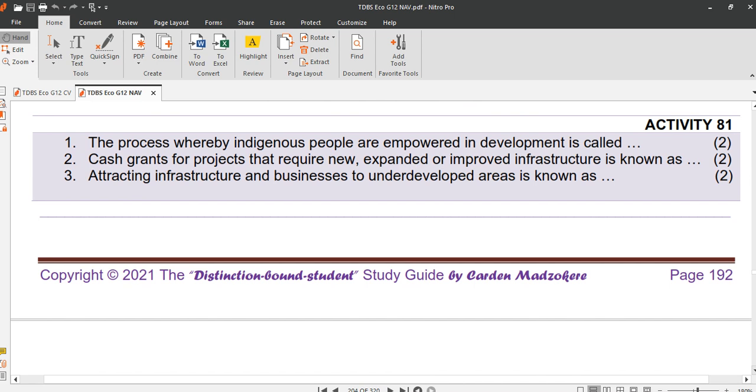As usual, we conclude with homework activity 81 on page 192. Question 1. What do we call the process whereby indigenous people are empowered in development? 2 marks. Question 2. What do we call cash grants for projects that require new, expanded, or improved infrastructure? 2 marks. Question 3. Attracting infrastructure and businesses to underdeveloped areas is known as what? 2 marks.